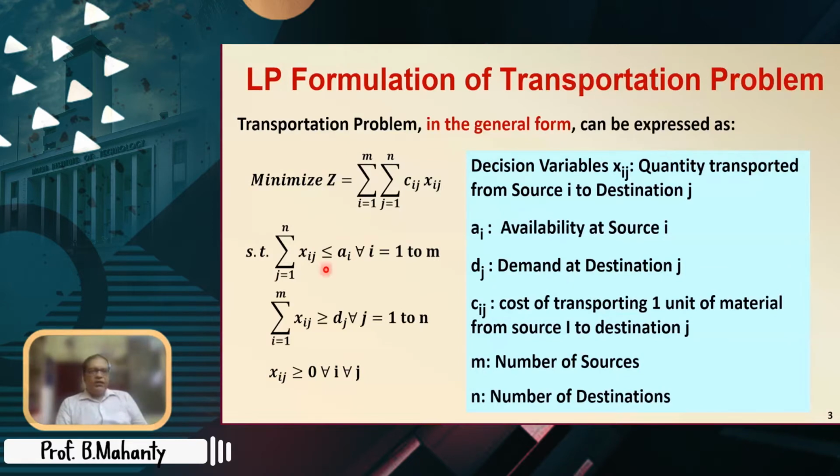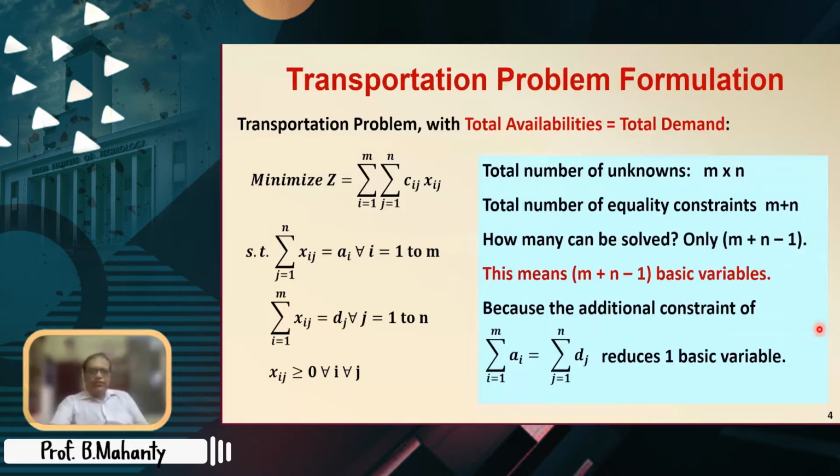But we have seen that solving this problem is rather difficult, because there will be too many slack, surplus, as well as artificial variables. In order to ease matters, we make an assumption, that is, we take what is known as the balanced transportation problem. How to balance it? By equating total availabilities and total demand. That means sigma a_i equal to sigma d_j.